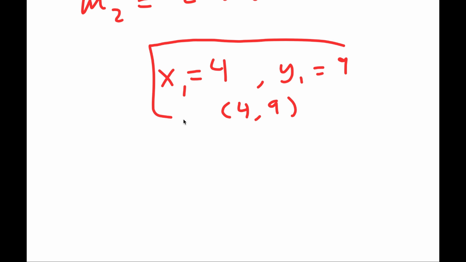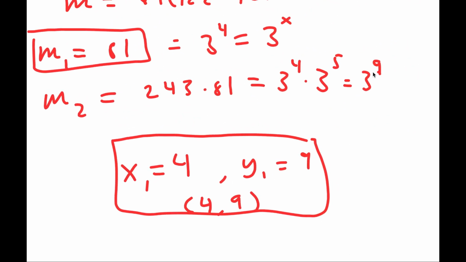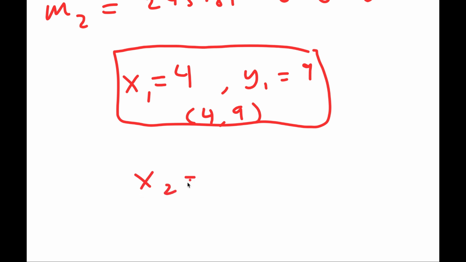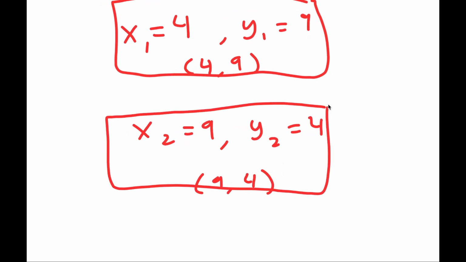So this is one solution. And my second solution regarding 3 to the power of 9, when x is equal to 9 in this case, y is going to equal 4. So I get 9, 4. So these are my two solutions.